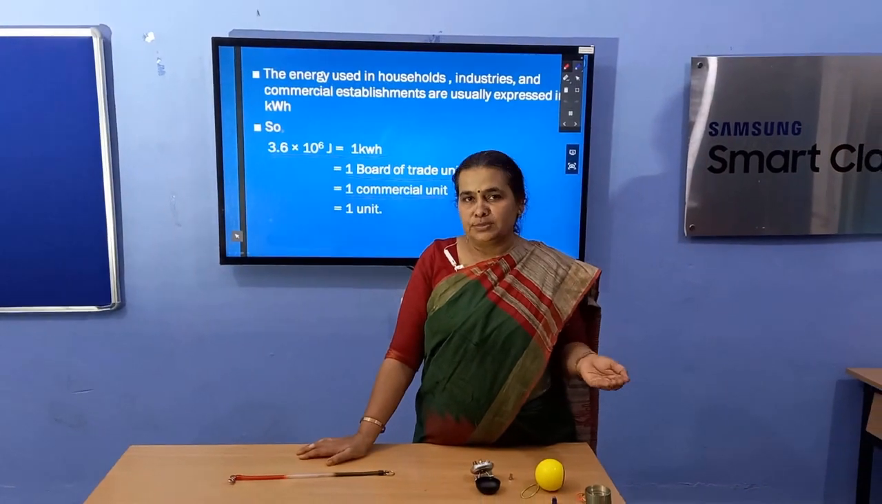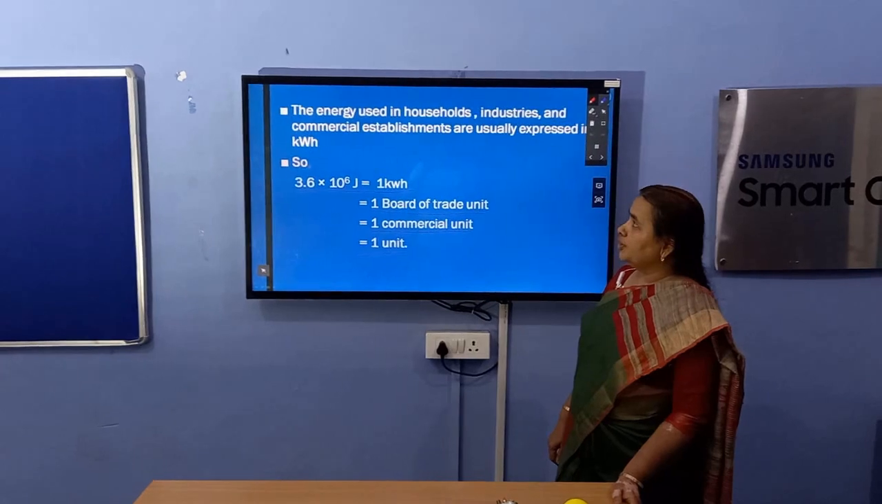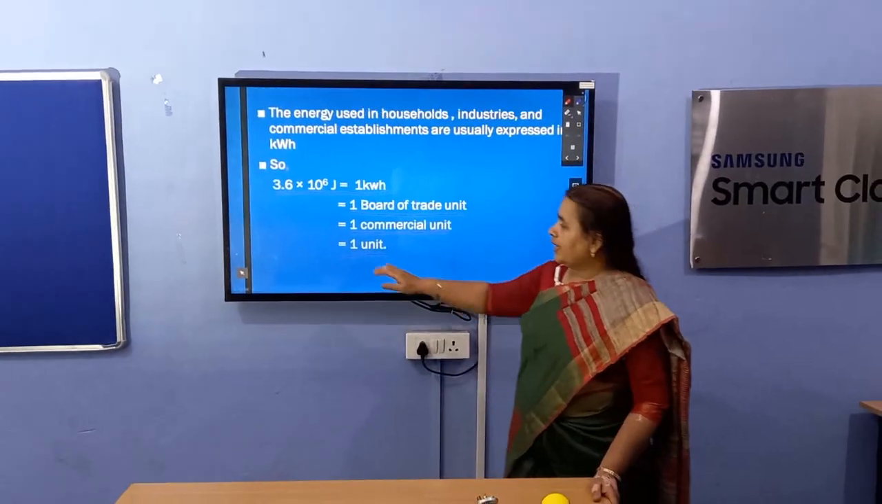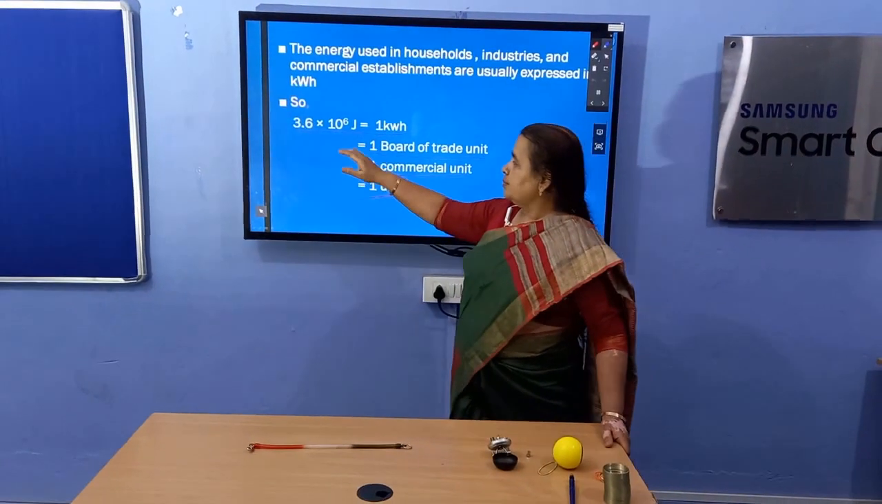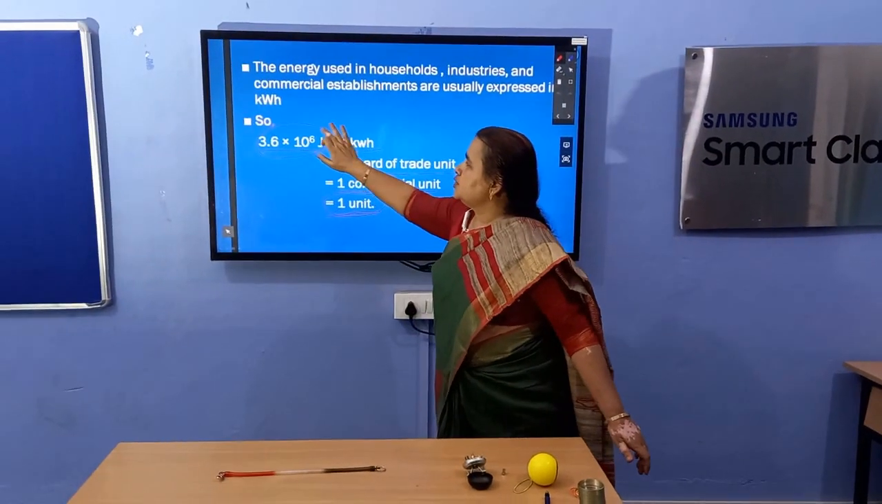your bill comes. So this is the bigger unit, or you can call it the commercial unit of energy, and energy is measured in 1 commercial unit, which is equal to 3.6 into 10 to the power 6 joules.